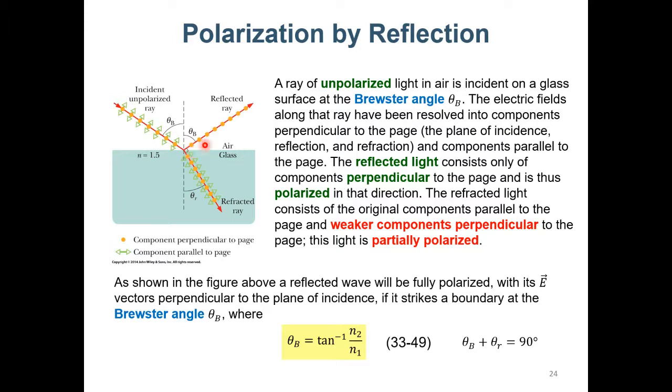So the reflected ray only consists of the component perpendicular to the page. But the refracted wave is partially polarized, which means that some of the component perpendicular to the page still can go through this surface, but for the reflected wave, you can only observe the component perpendicular to the page.